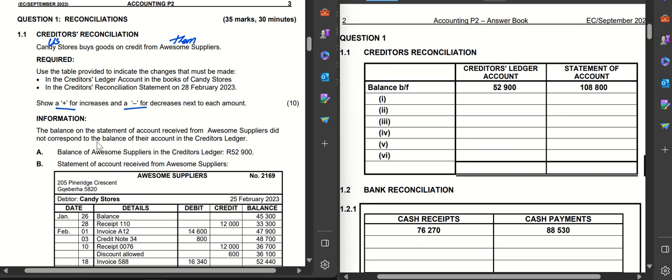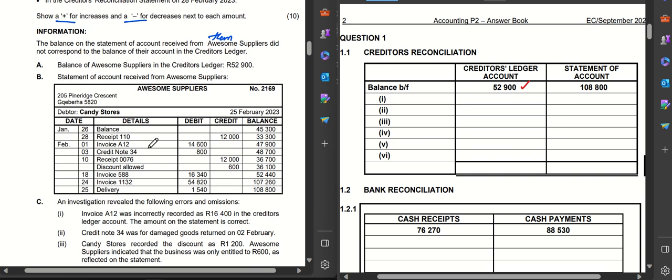The information: the balance on the statement of account received from Awesome Suppliers, that is them, did not correspond to the balance on their account in the creditors ledger. Remember, we do the ledger, they do the statement. Balance of Awesome Suppliers in the creditors ledger 59,200, and you can see here it is already put in the answer book. Statement of account received from Awesome Suppliers. This is the statement received from them.